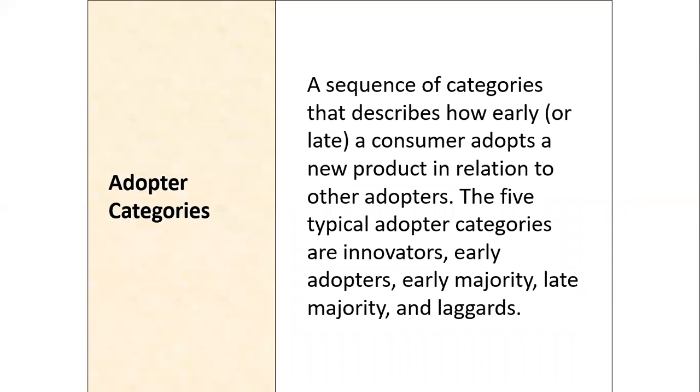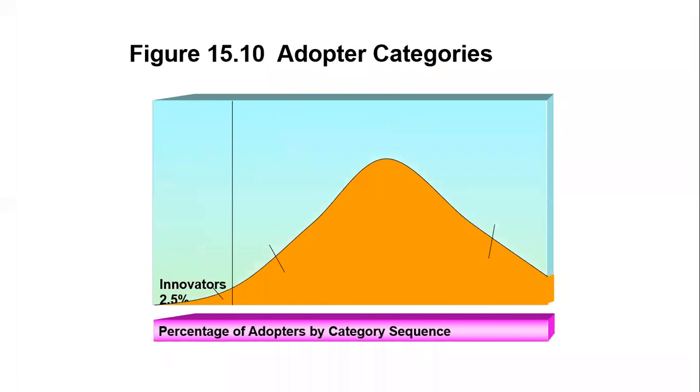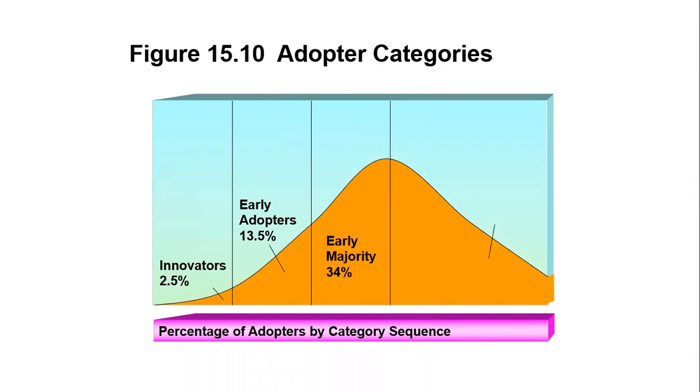Now coming to the adopter categories. What are adopters? They are a sequence of categories that describe how early a consumer adopts a new product in relation to other adopters. There are five typical adopter categories: innovators, early adopters, early majority, late majority, and laggards. So let's see them one by one. If you see this, first come the innovators, then the early adopters, early majority, late majority, and laggards. This is the percentage of adopters by category sequence.